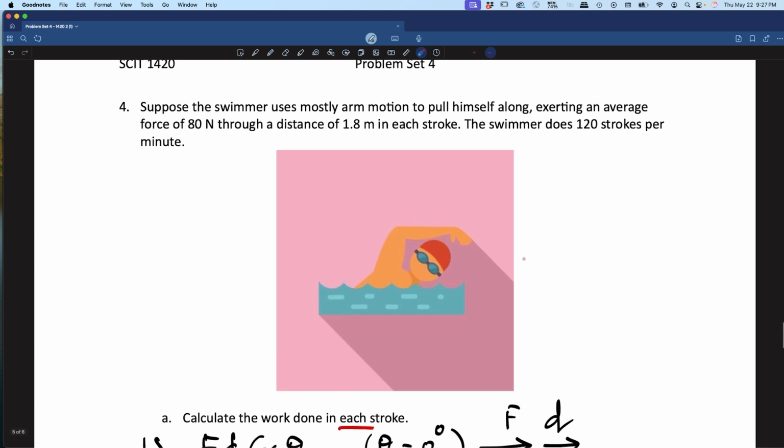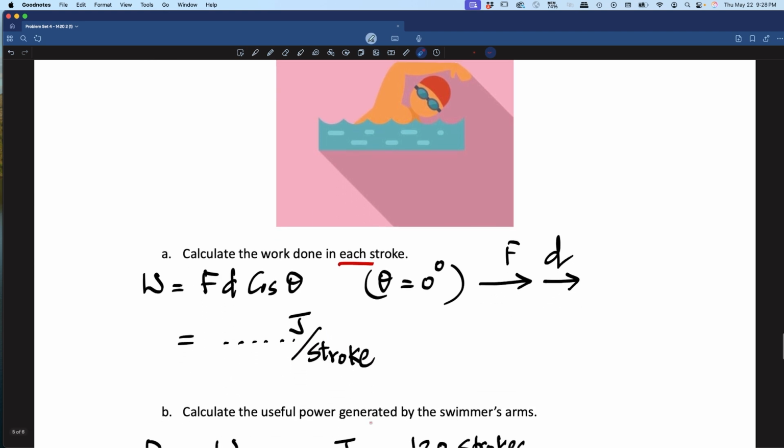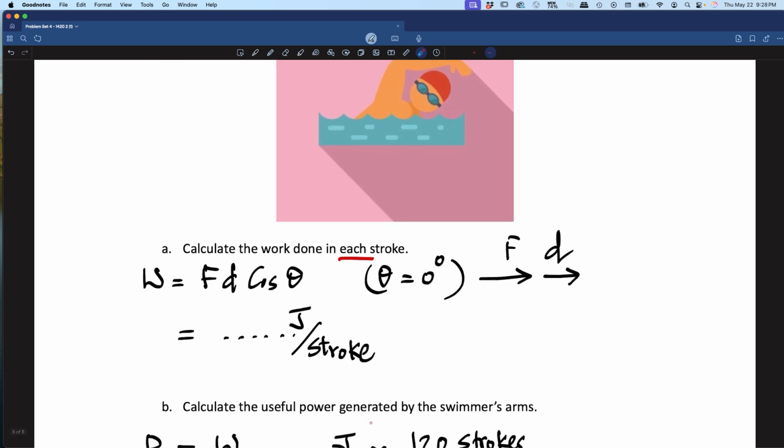Part A, calculate the work done in each stroke. Work is F D cosine theta. You have to remember that the force is being applied this way. The distance is also the same way. So the angle is 0 degrees between force and distance. You're given the force, you're given the distance, and then you should be able to find out the work done in joules for one stroke. So joule per stroke.